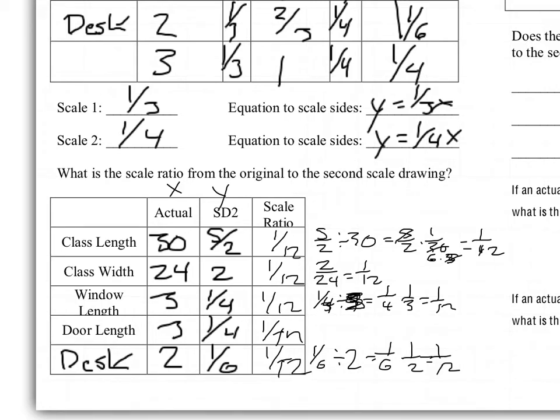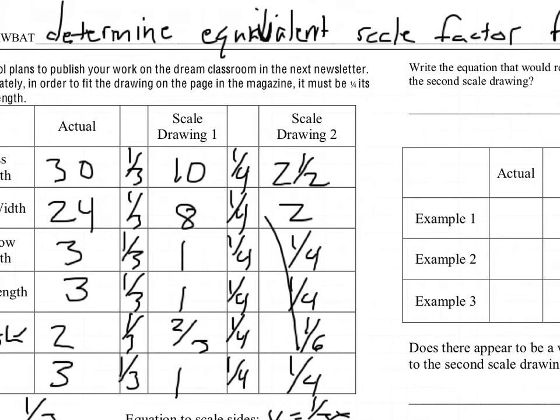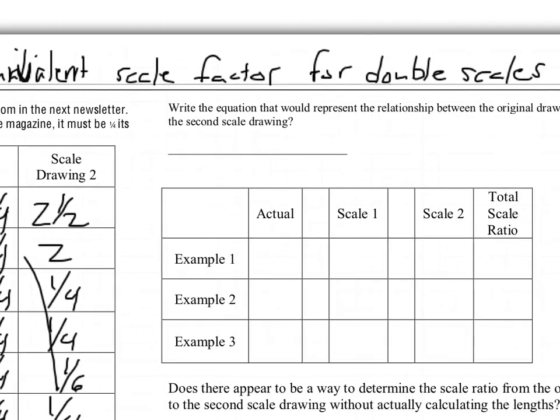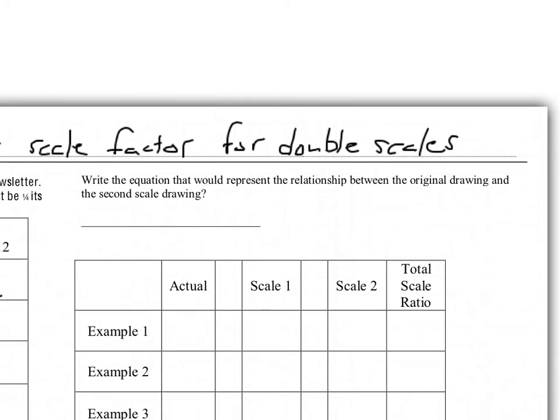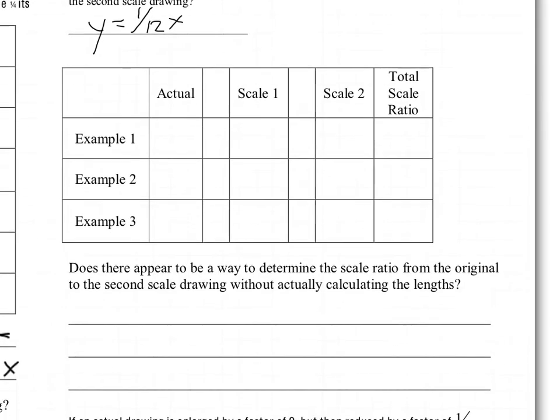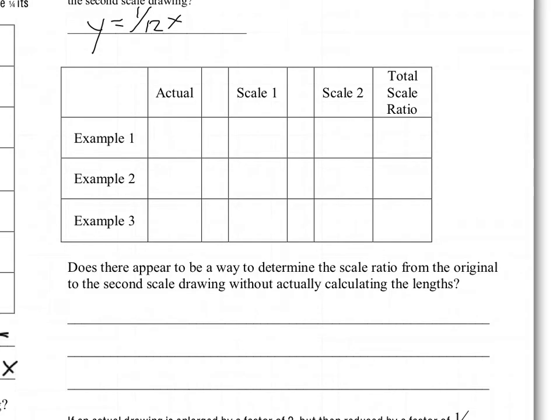Alright, so what we can see there is that it does give us an equivalent scale ratio of 1/12. So we had a scale ratio of 1/3 and a scale ratio of 1/12. We could write a relationship from the actual, or the original, using that scale factor from beginning to end of 1/12 of x. So, coming up with a couple of examples here, we're just going to explore what it looks like when we double scale things to see if we can find a relationship between what happens when we scale something twice.